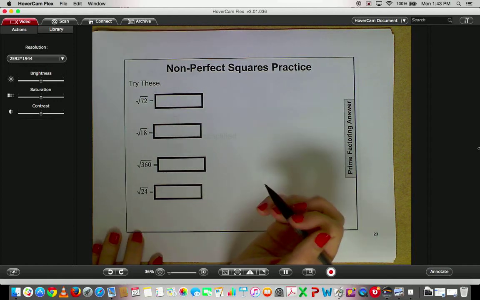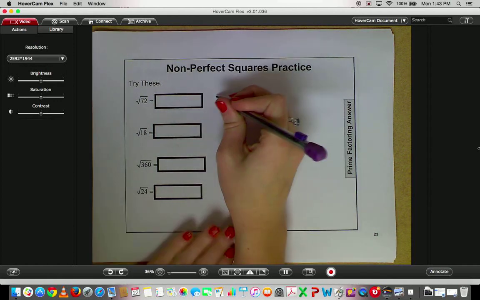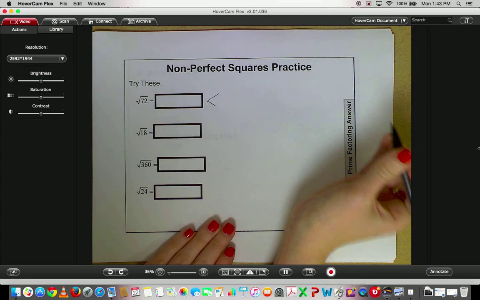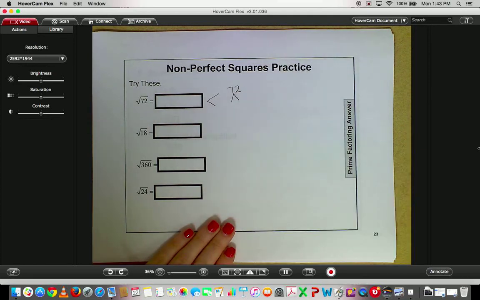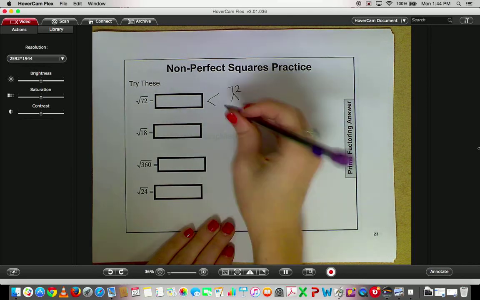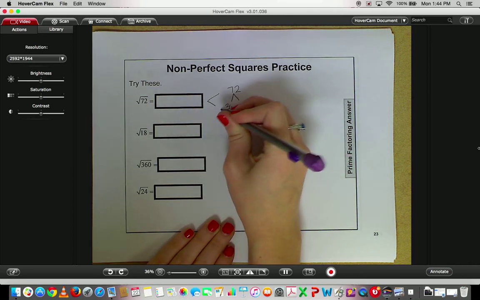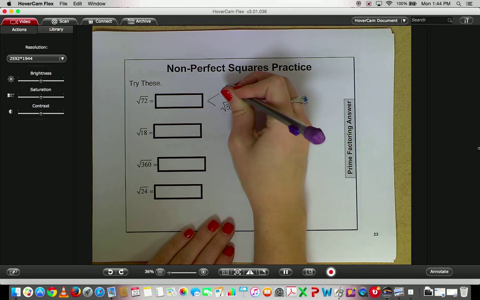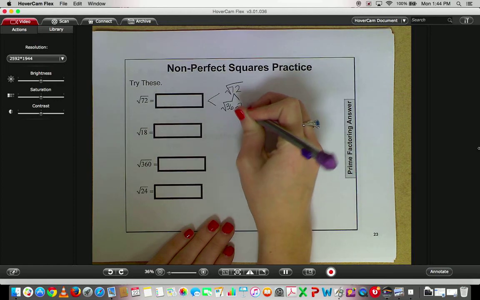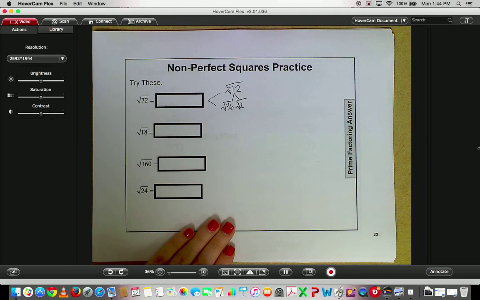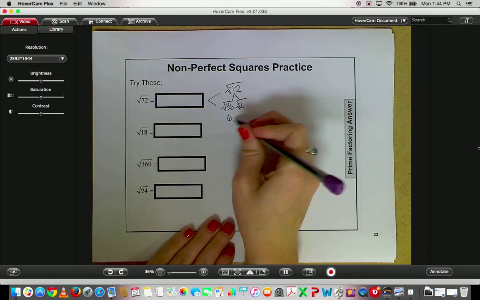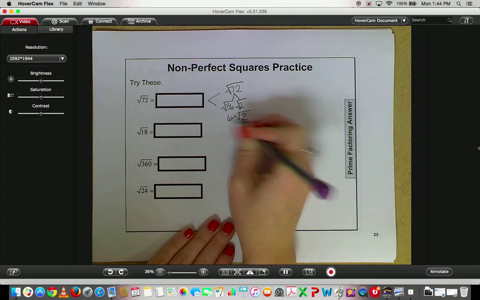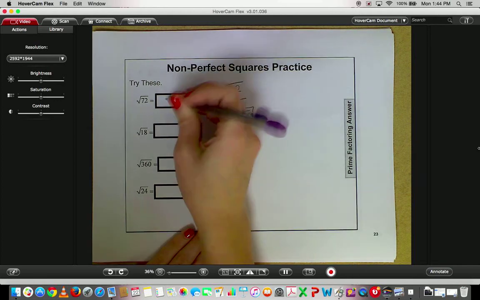Okay, so after you've worked these on your own, these are the answers that you should get. 72. A lot of people want to say 8 and 9, but you would have to go back and simplify 8. So it is 36. 36 times 2 is 72. The square root of 36 is 6. There is no simplified version of the square root of 2. So your answer here would be 6 square root of 2.